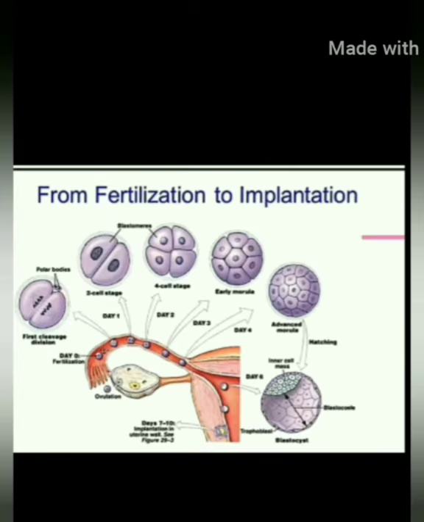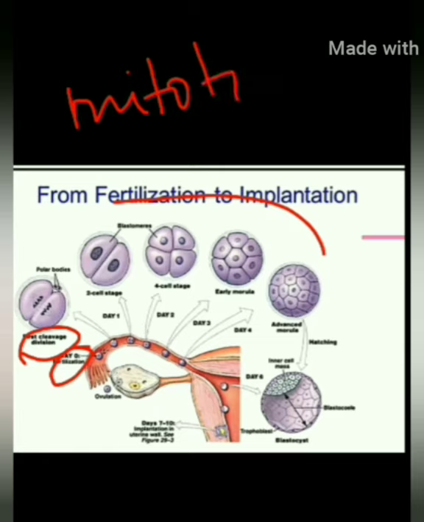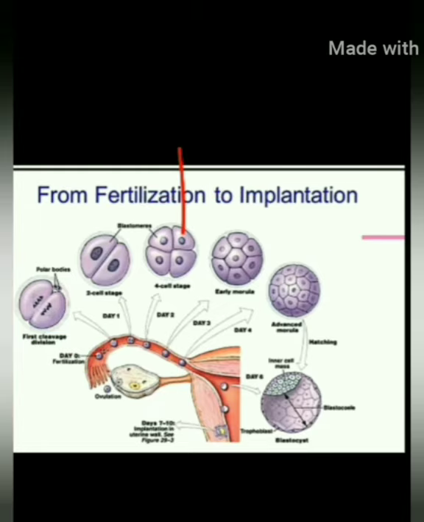Let's have a look. These are the different steps taking place. First of all, on day zero, fertilization occurs, the zygote gets formed, and the first cleavage occurs. All these cleavages are mitotic cleavages. So the zygote makes two cells, then further divides and makes four. These cells are called blastomeres.